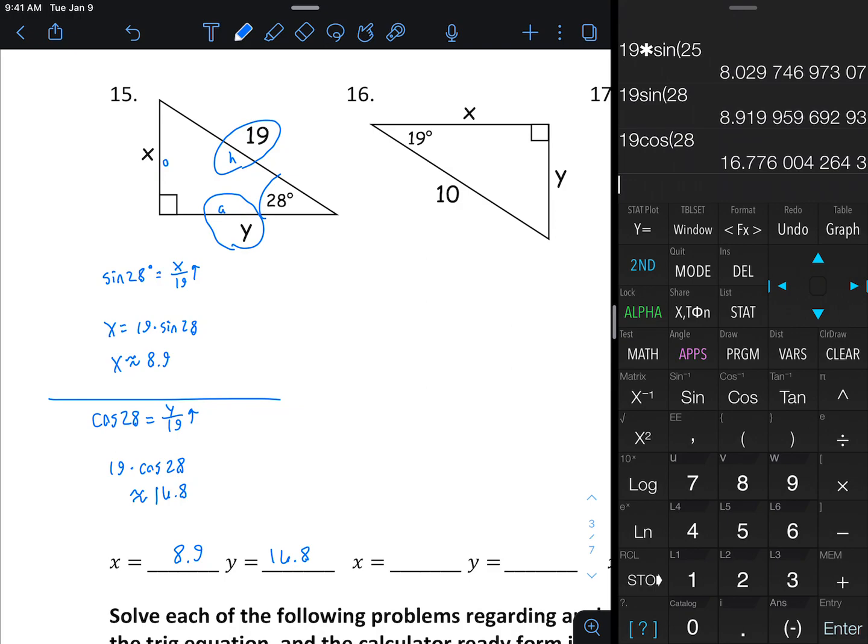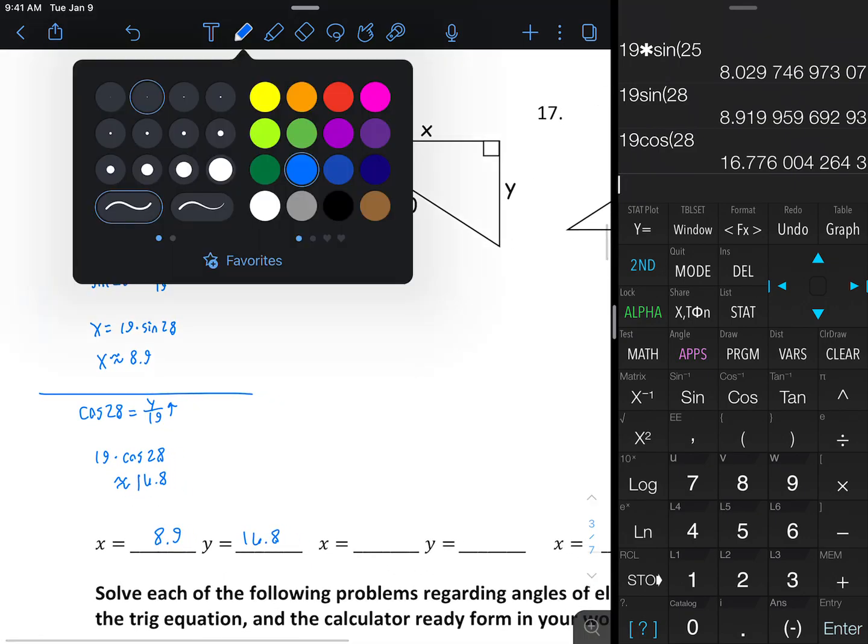So that's that right there. The hypotenuse is h, which is 19. That should be the largest side. X is across from the smaller of the two angles, 8.9, so that's the smaller side. And then y is across from the medium-sized angle. So everything checks out right there.